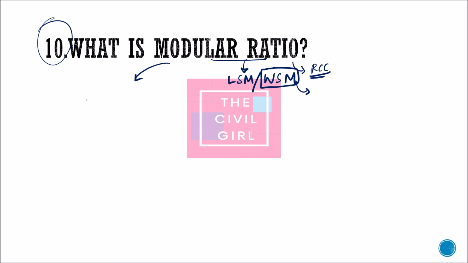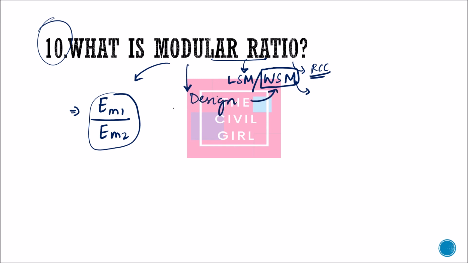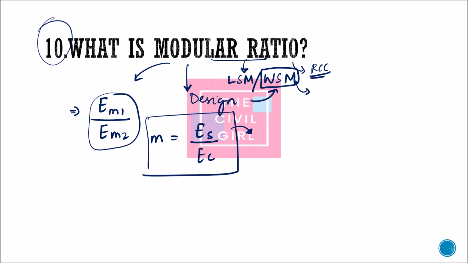Telling you what is modular ratio, it is simply the modulus of elasticity of material 1 to material 2. The most commonly used modular ratio is the one which we use for design purposes in working stress method. This is equal to the modulus of elasticity of steel to that of concrete, denoted by m. This is your answer. I often get confused whether it is C upon S or S upon C.